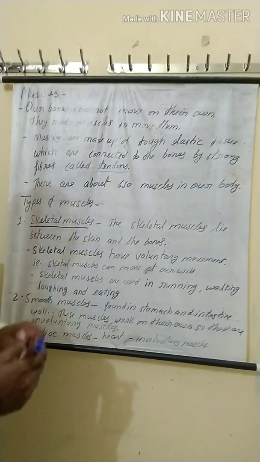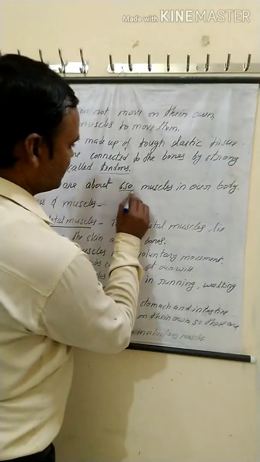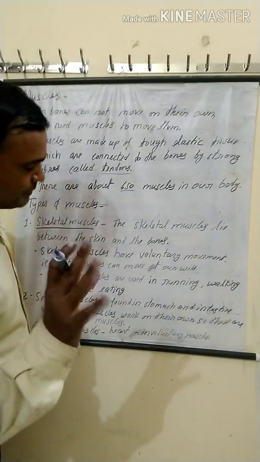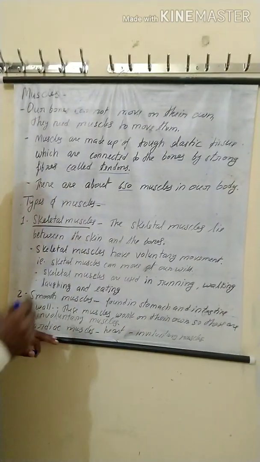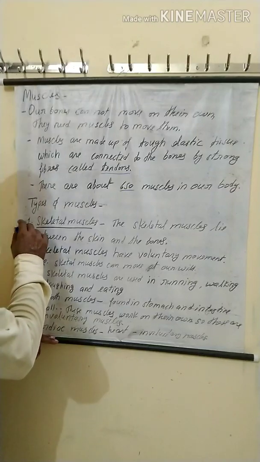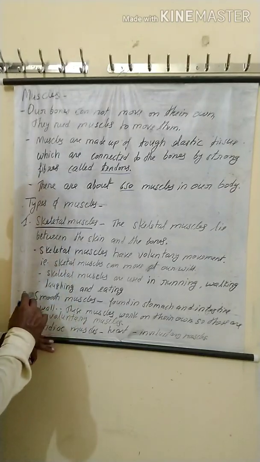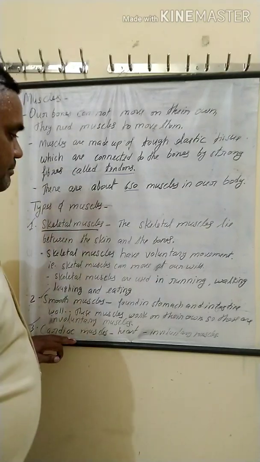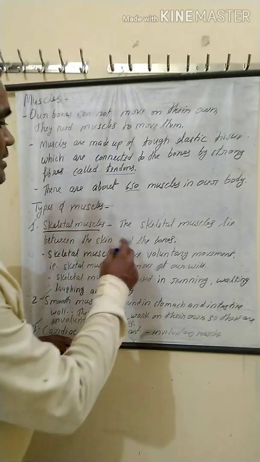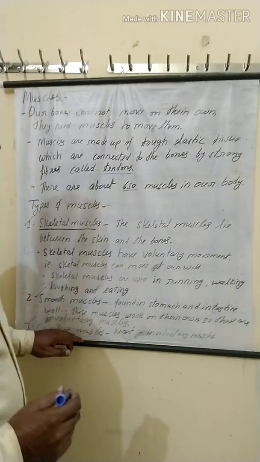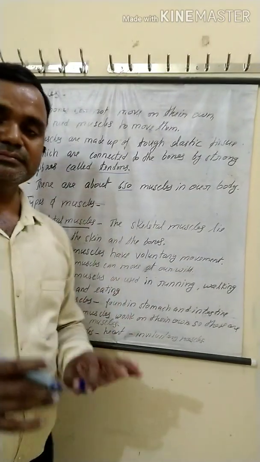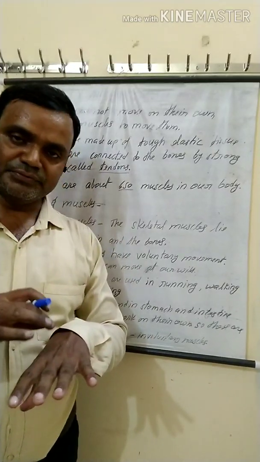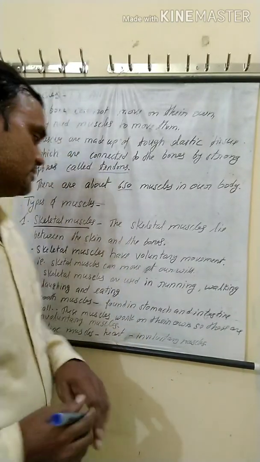There are about 650 muscles in our body. How many muscles? 650 muscles. Types of muscles on the basis of structure: muscles are of three types: skeletal muscles, smooth muscles, and cardiac muscles. First, skeletal muscles. Skeletal muscles lie between the skin and the bones.